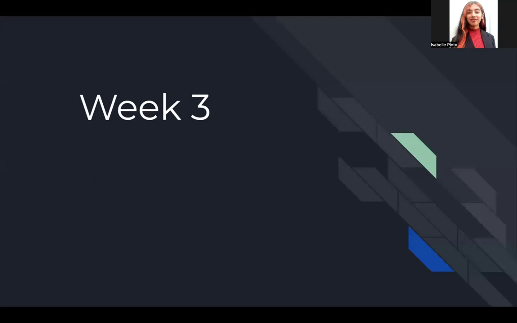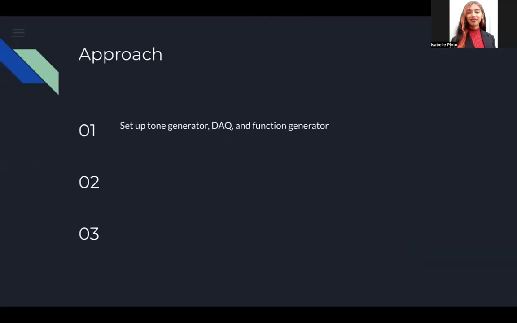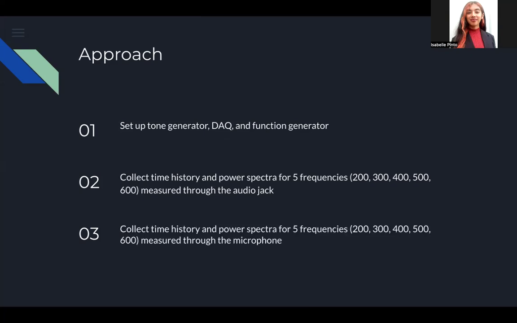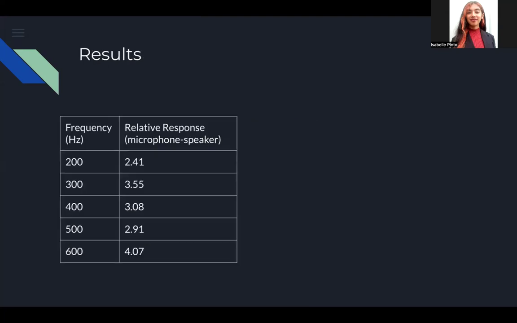Now let's move on to week 3. The first thing that we did for week 3, in this procedure, was to verify the microphone setup. We set up the tone generator, the DAC, and the function generator, and collected time history and power spectrum for 5 frequencies listed there as measured through the audio jack. This was a basis from which we could compare to the time history and power spectrum as measured through the microphone. Those results, as you can see, are in this table here.